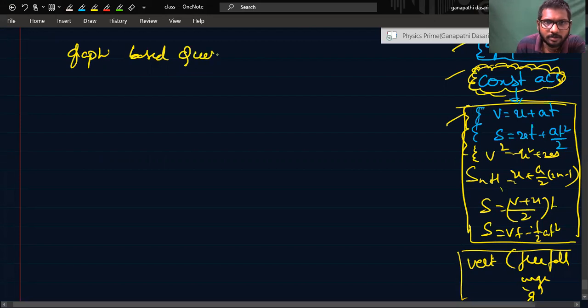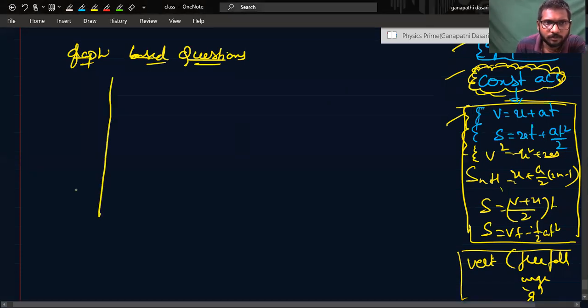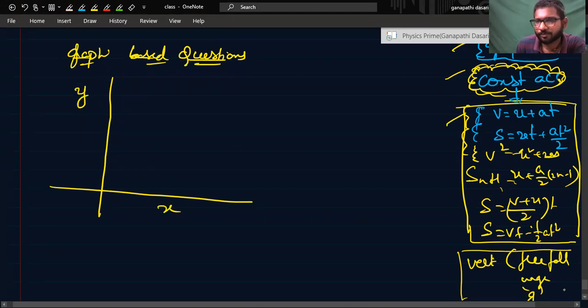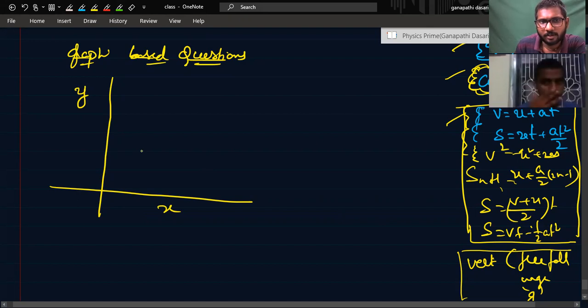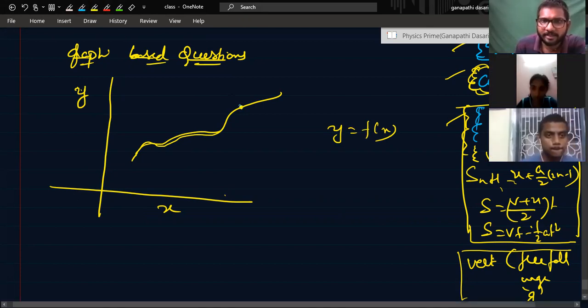Graph based question. Suppose this is y, this is x. There's a function here. There's a graph like this. This is the y-axis and this is the x-axis, and the function is varying like this. Y is a function f of x. Then at any point, what is the slope of this line?